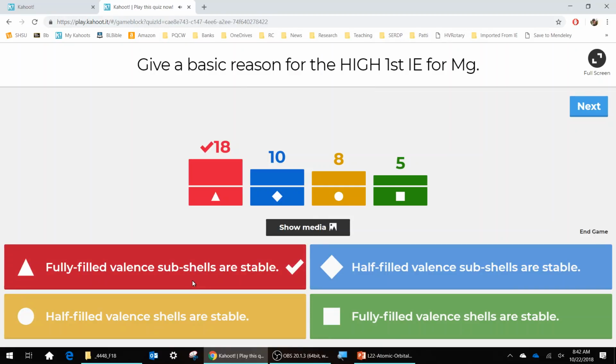Okay, so still a majority. It's the fully filled subshell because, which one is it? Second, no, magnesium's third row, so that's the 3s2 for the neutral. And then the cation would be 3s1. So the neutral is stabilized, which makes it a high potential to ionize it.